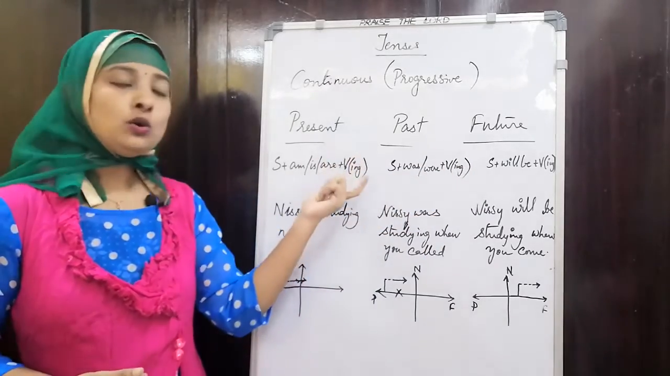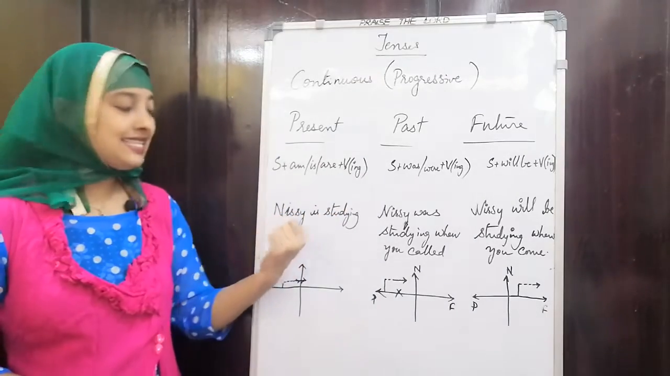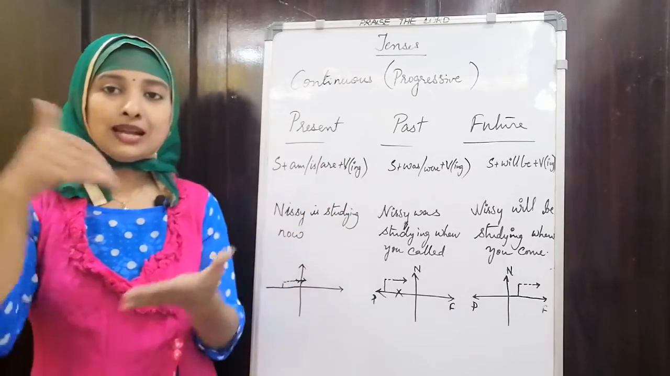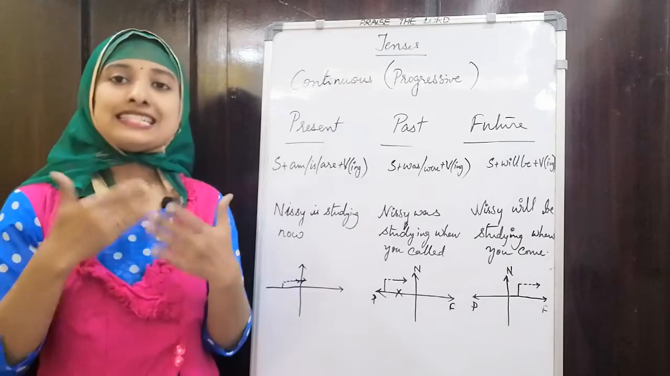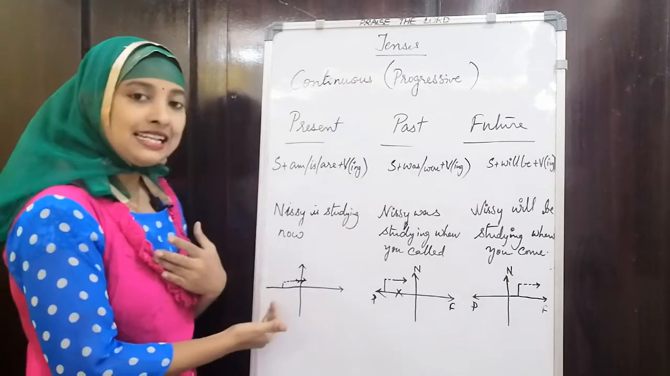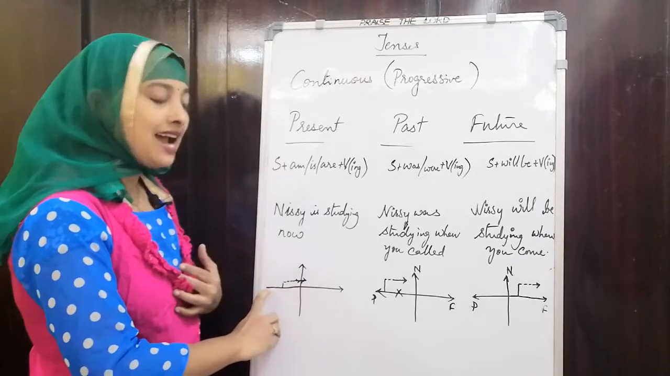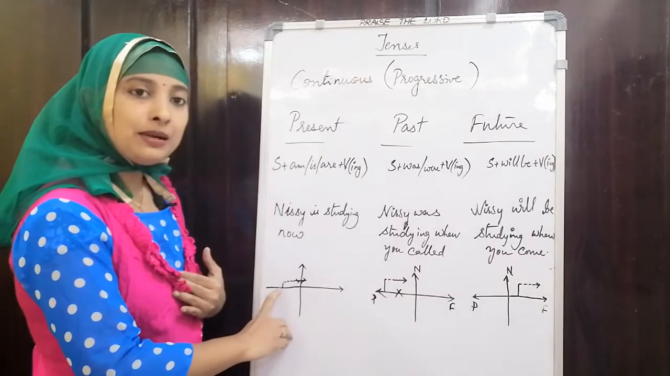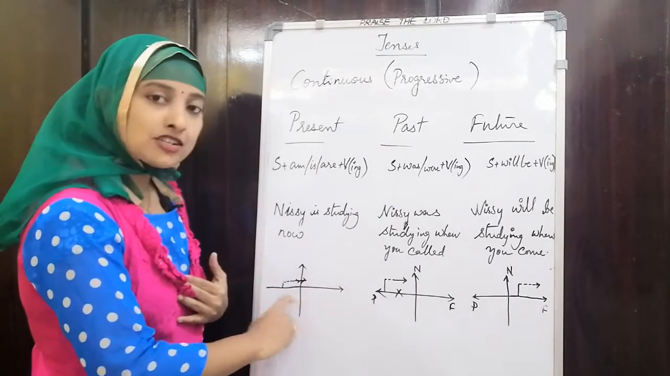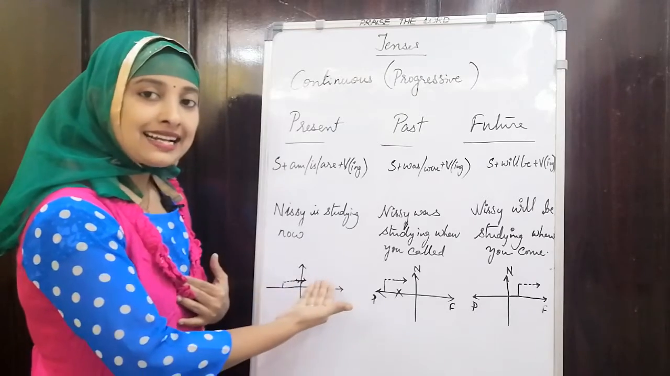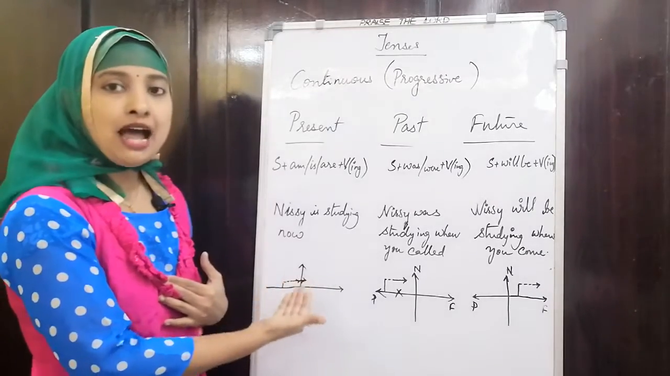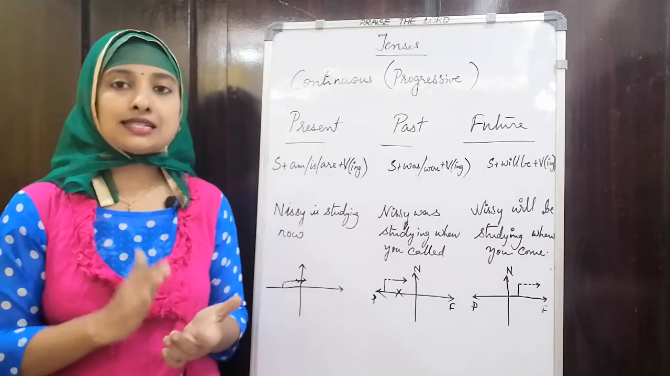Okay. So here you can see Nissi is studying now. So that means at this very moment Nissi is studying. So you can see it on the timeline. So this is the present. So she started somewhere in the past, but now at this moment the action is still going on. It is like continuing. So Nissi is studying now is a present continuous tense.